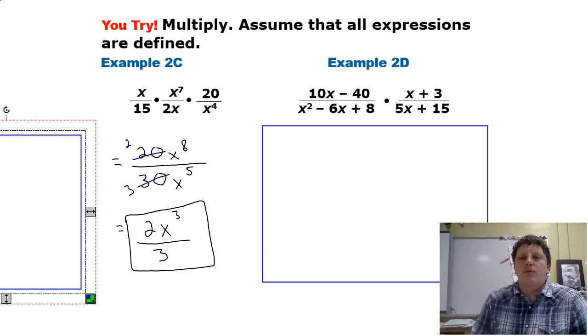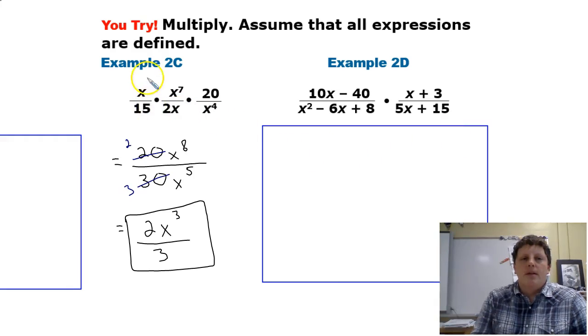Right, in example 2C, you try it, multiplied all these together to get 20x to the 8th, and in the denominator 30x to the 5th. The 20 over 30 reduces to 2/3. 8's bigger than 5, so 8 minus 5 is 3. I got x to the 3rd in the top. Hopefully that's what you got.